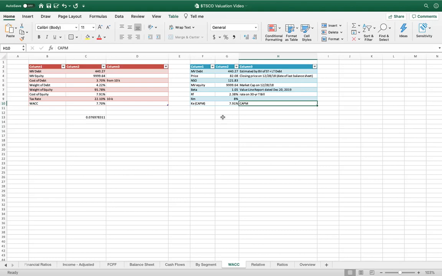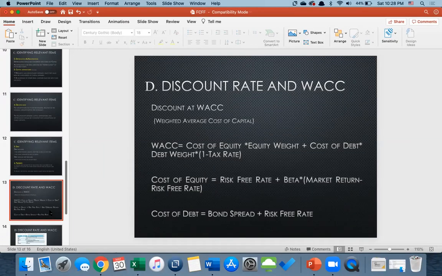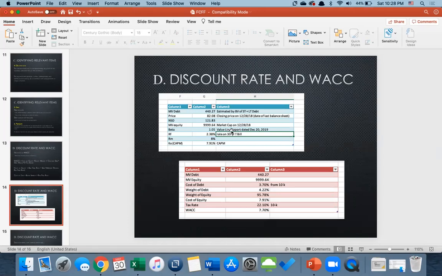And for the cost of debt, you can use the bond spread plus the risk-free rate, or you can look at the 10-K to see the risk section, the debt, the interest rate. So this is the cost of equity and the cost of debt. This is an example of how we calculate these two rates.